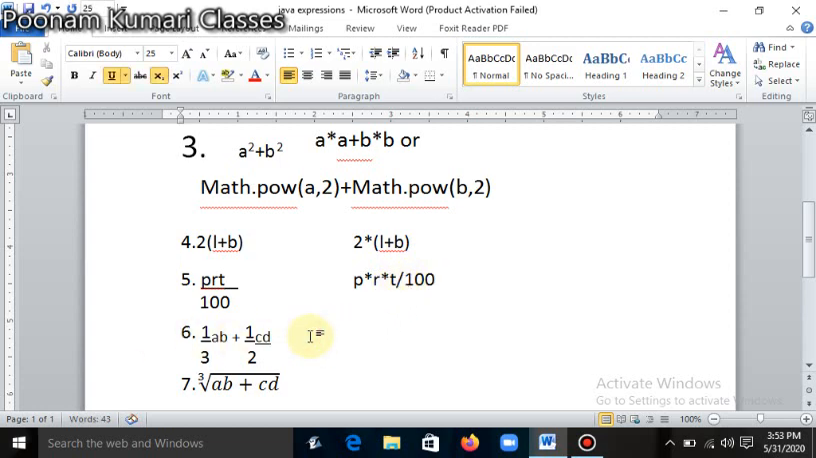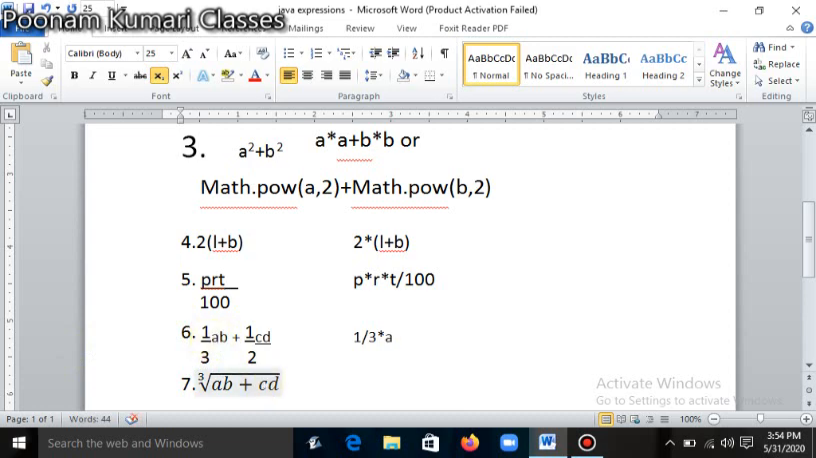Now next is 1 divided by 3. How will we write this one? We will write its answer like this way. We will write 1 divide 3. So we write 1 slash 3, which means 1 divide 3. Again, between them there is no symbol. Then we will write using the operator multiply.